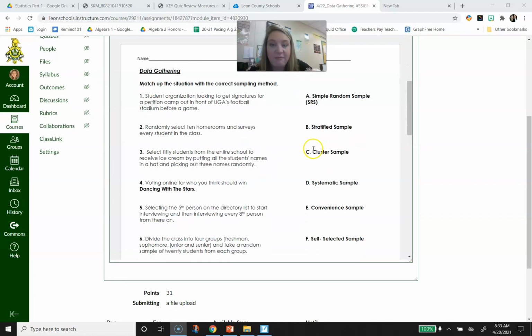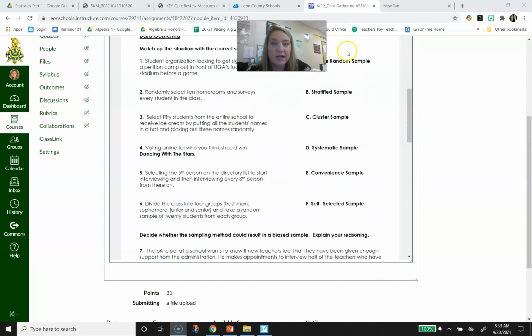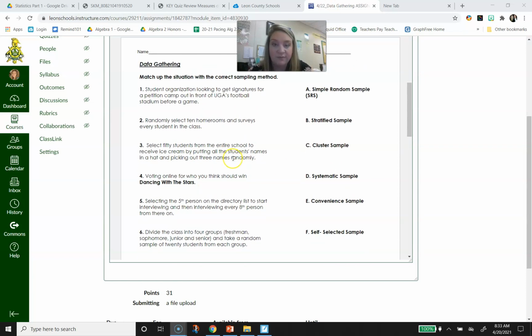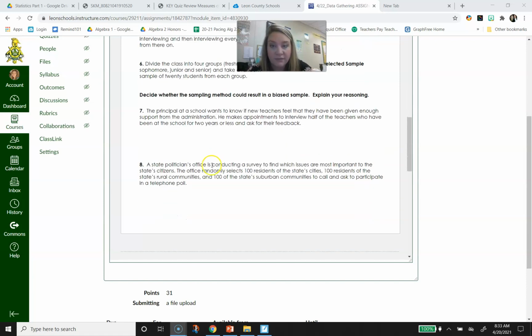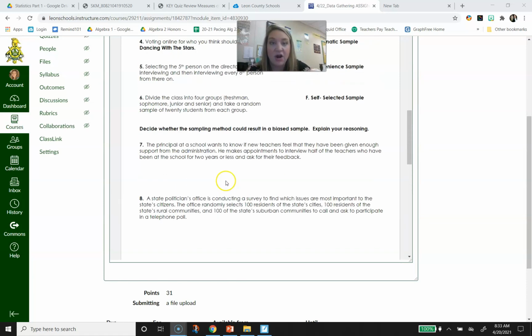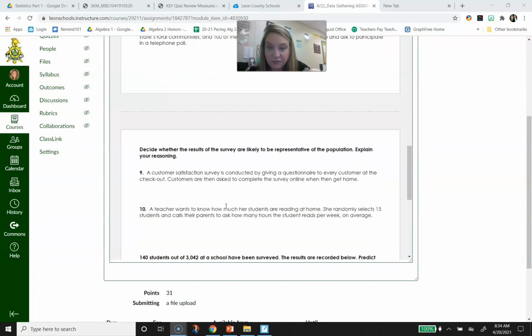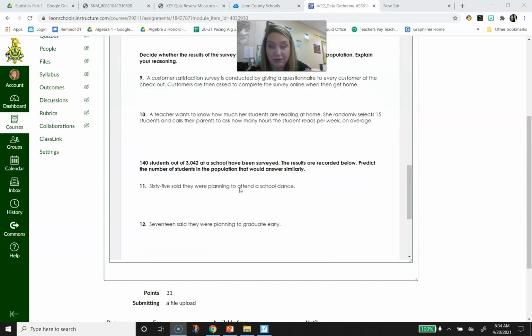And then up here we have matching going on. So here's all the different ways that we can collect data. I want you to match all of them with the different descriptions. And then I want you to decide 7 and 8, are they biased, yes or no? And then tell me why you chose what you chose. 9 and 10, are these going to represent the whole population? Tell me why, yes or no. Explain your answer.